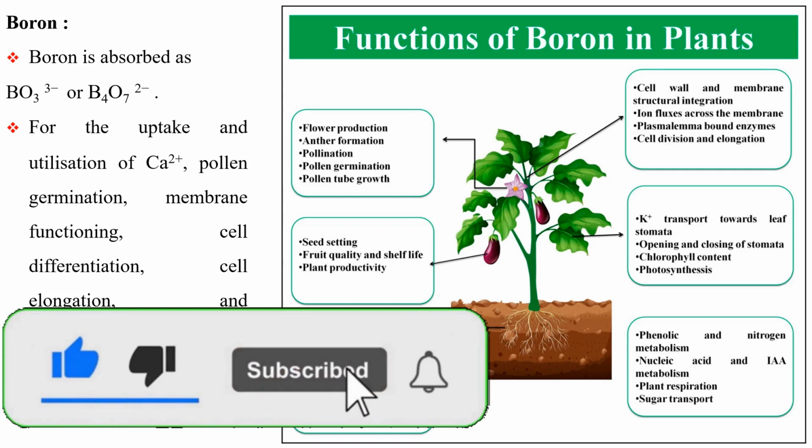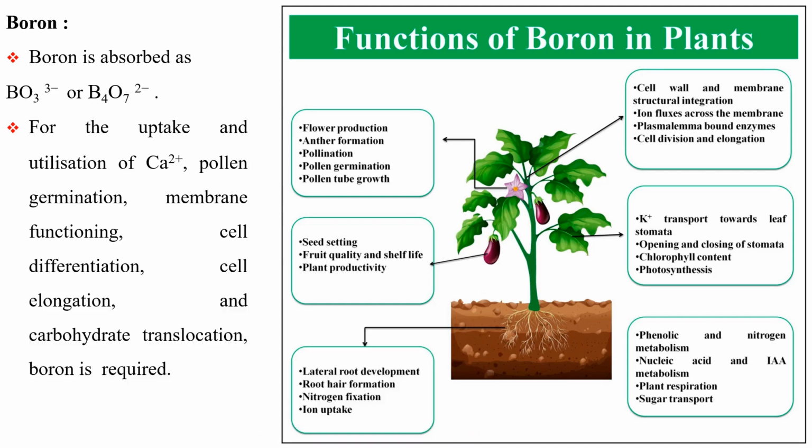Boron. Boron is absorbed as borate ion or tetraborate ion. For the uptake and utilization of calcium ion, pollen germination, membrane functioning, cell differentiation, cell elongation and carbohydrate translocation, boron is required.